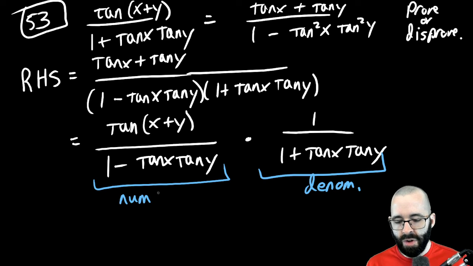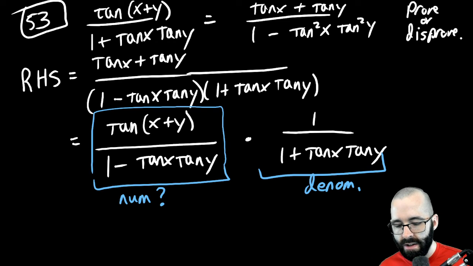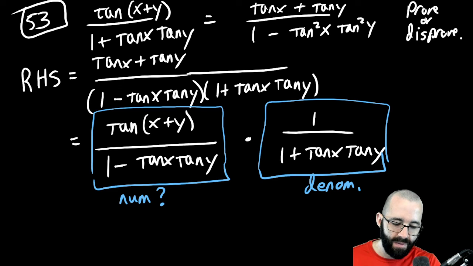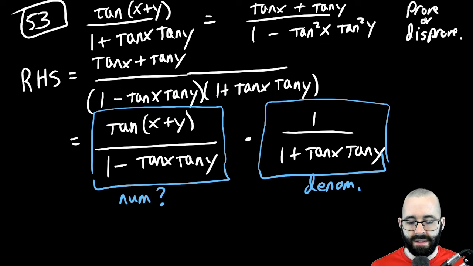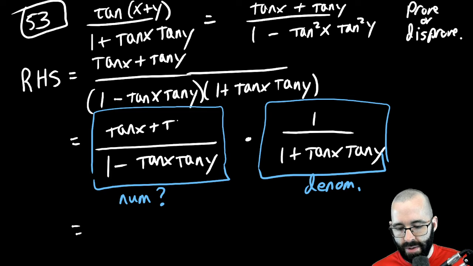So is this the numerator? Because if this whole thing is the numerator, then we're done. And again, it is. Angle sum formula. Oops, I messed up, sorry. I looked up to see what the numerator was, but I looked too high. I looked up here, but this is what our numerator actually was. Tan x plus tan y.